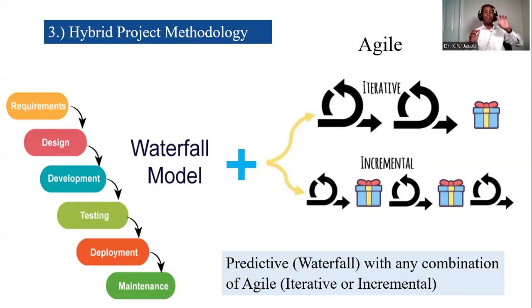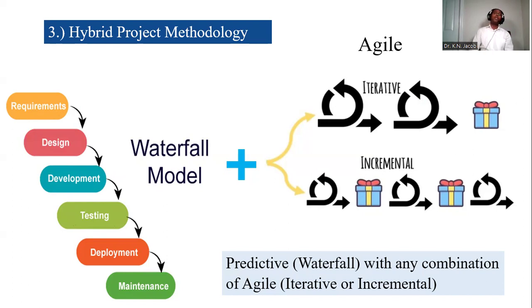So the infrastructure of this vehicle is using the predictive waterfall traditional model, and then the software is using the Agile methodology. In that case, we call it a hybrid, because in this project of this car, we are using both the traditional and the Agile to have this product. So in that case, that's a hybrid project methodology.